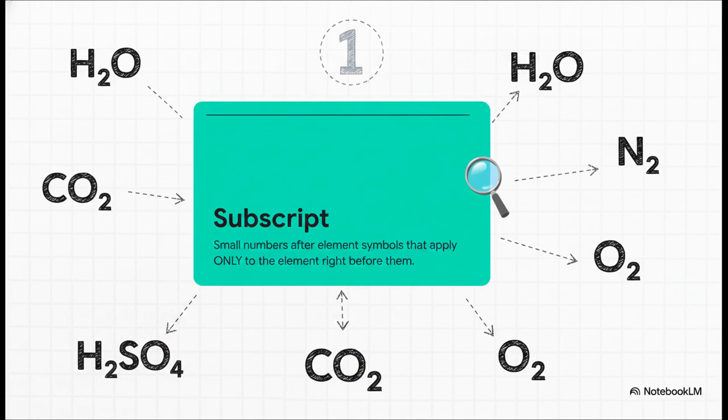All right, so let's start building your codebreaker toolkit. The very first tool you're going to need is the subscript. Subscripts are those tiny little numbers sitting slightly below and right after an element symbol. The absolutely crucial thing to remember here is this: a subscript applies only to the element right before it, just that one. And a quick pro tip, if there's no subscript written at all, we just assume it's an invisible number 1.